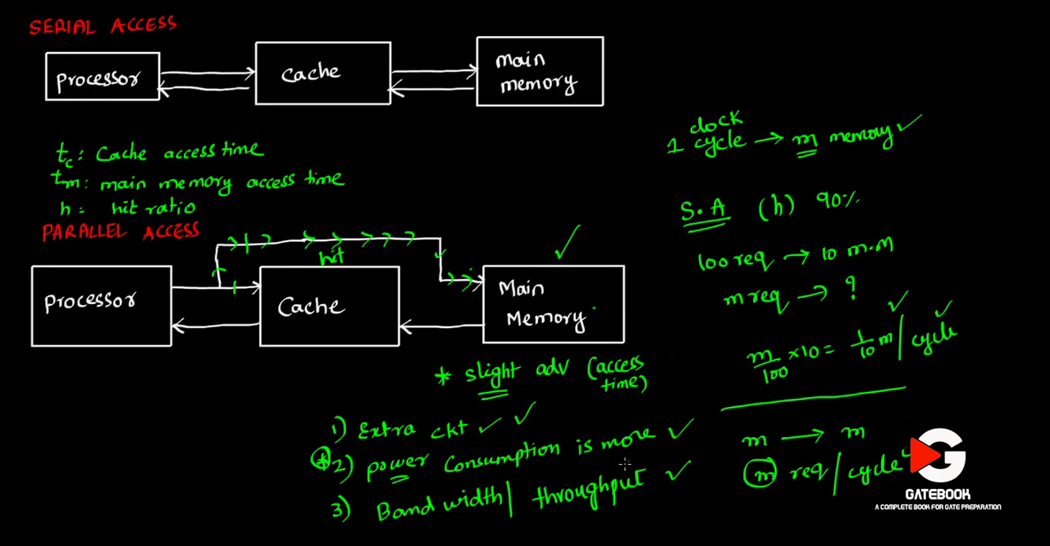Now you tell me which one modern architectures would prefer. Obviously serial access. That's why if you take any textbook, they only talk about serial access. So in the GATE exam also, you consider serial access, because parallel access is not at all implemented by any machine.